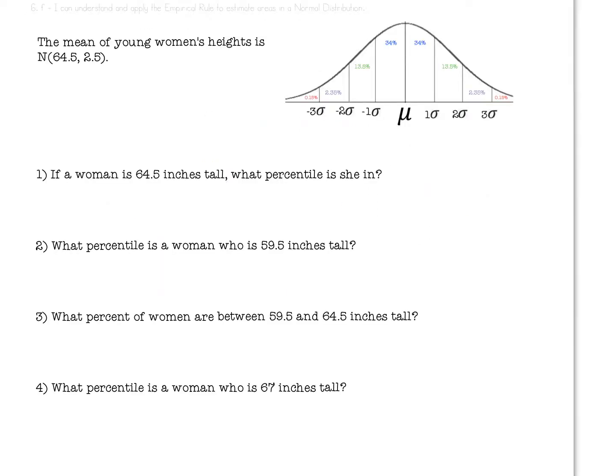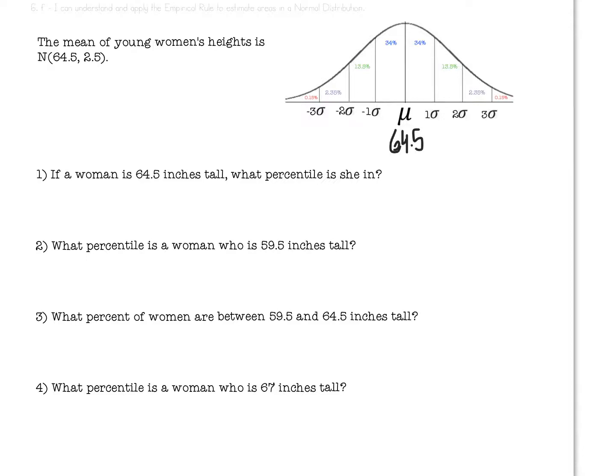All right, so let's apply the empirical rule. So I know the 68, 95, 99.7 rule fits. So I took and divvied it up in the nice easy percentages, because it's going to make my life easier. So the mean of young women's heights is normally distributed, that's what that means, with 64.5 is the mean and 2.5 is the standard deviation. So I'm going to go ahead and I'm going to label it on my graph. So the mean is 64.5. And I know that the standard deviation is 2.5.